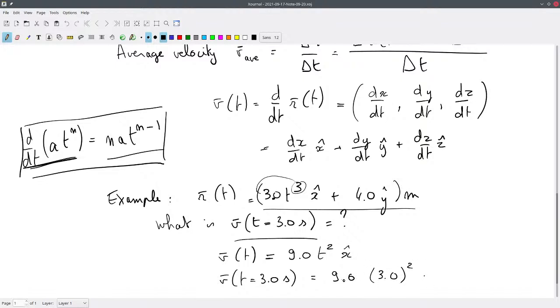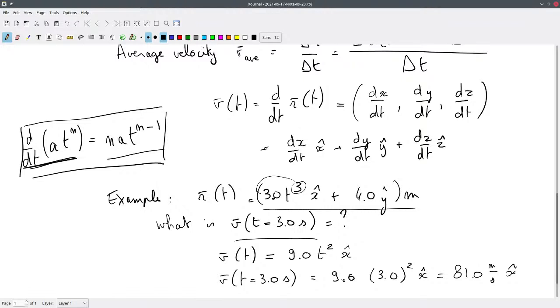I forgot my direction here. It's a vector, always specify the direction. And it's physics, so always specify units. So this will be 81.0 meters per second in the x direction.